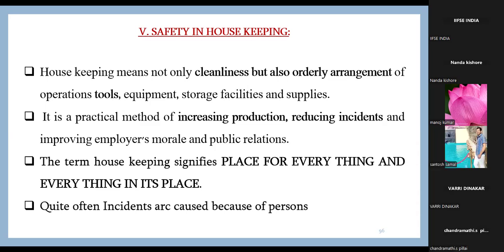It can cause a fire. Yeah, that is what it is, one of the causes of incident. A fire can also be an incident. So apart from that, tripping hazard, that also you can consider as an incident.